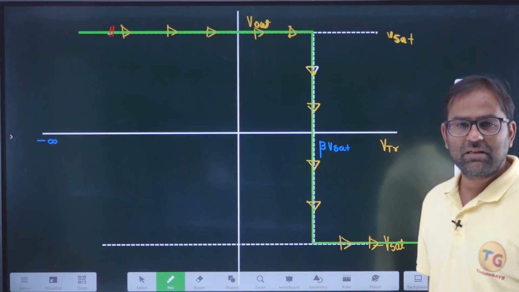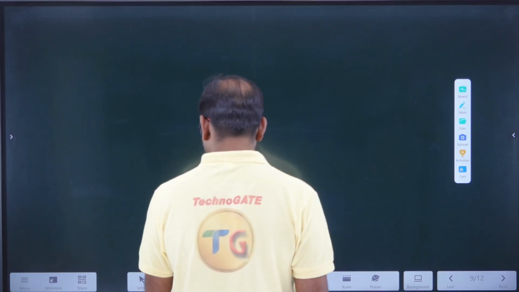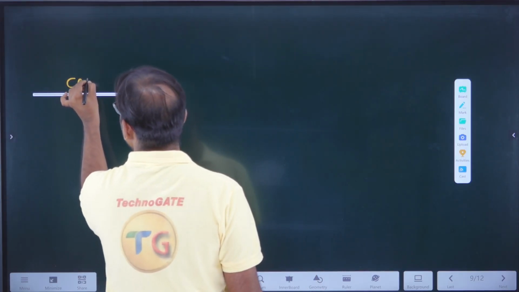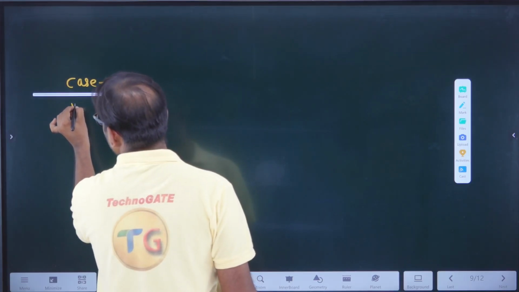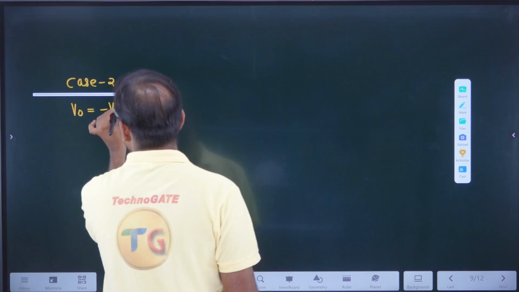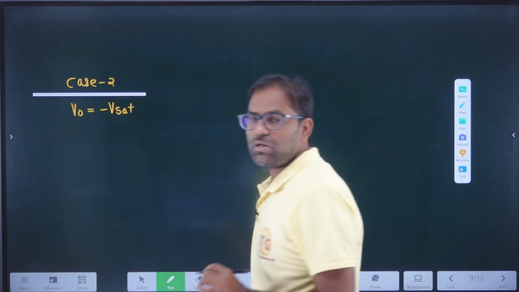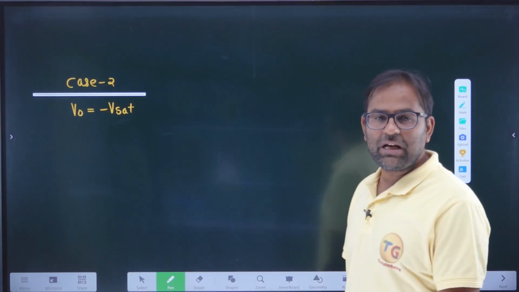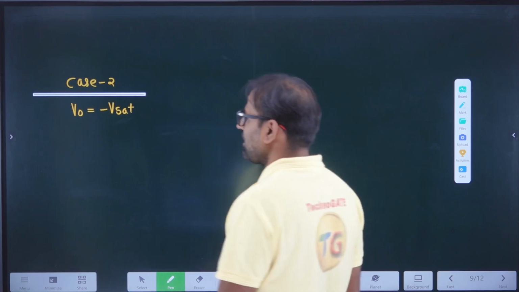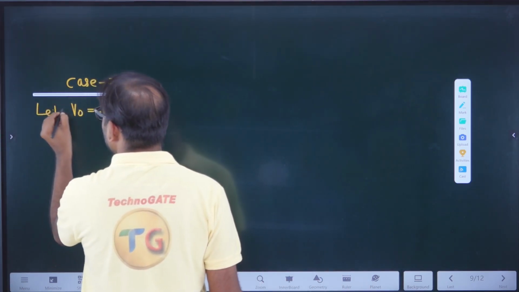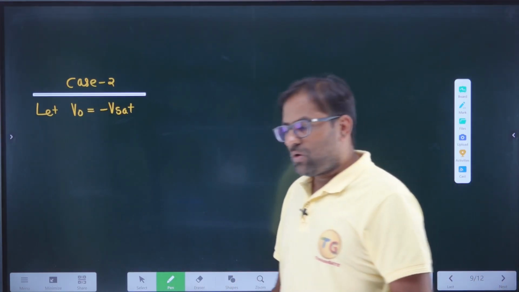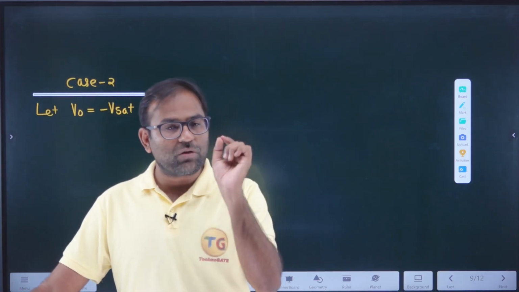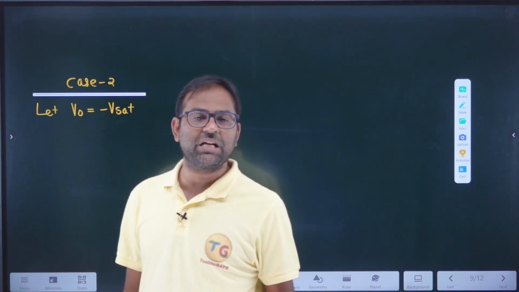The case number 2 I am analyzing here: let Vout equal minus V saturation. Always remember, the circuit which I have drawn on the board is a non-linear circuit, and a non-linear circuit does not follow linearity. So in the second case, the output is minus V saturation. Now if the present output is minus V saturation, we have to think about what trigger voltage we should apply to the circuit so that it can change its state.